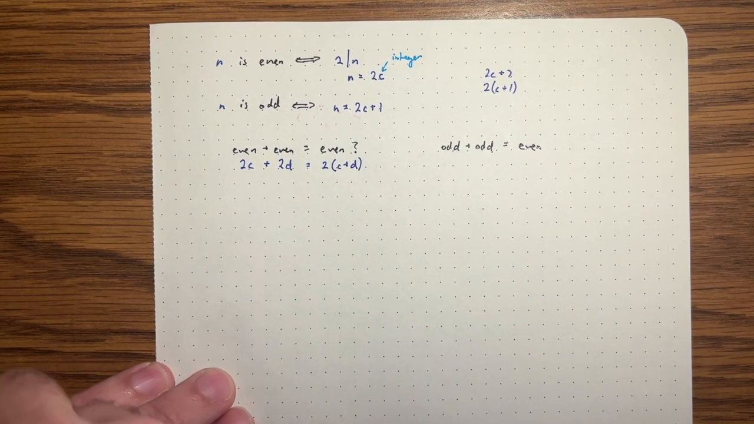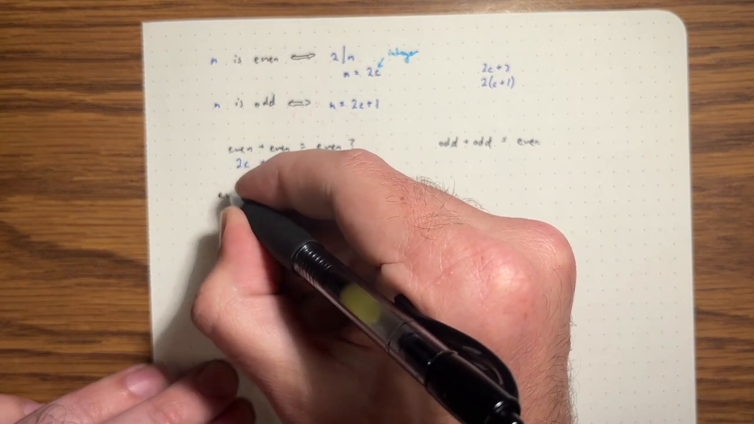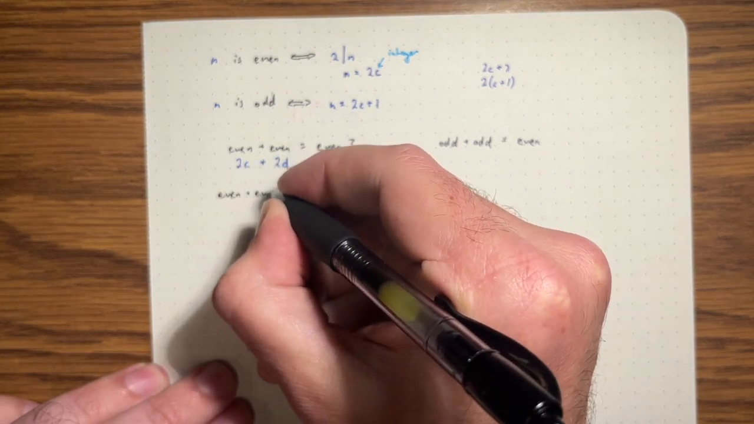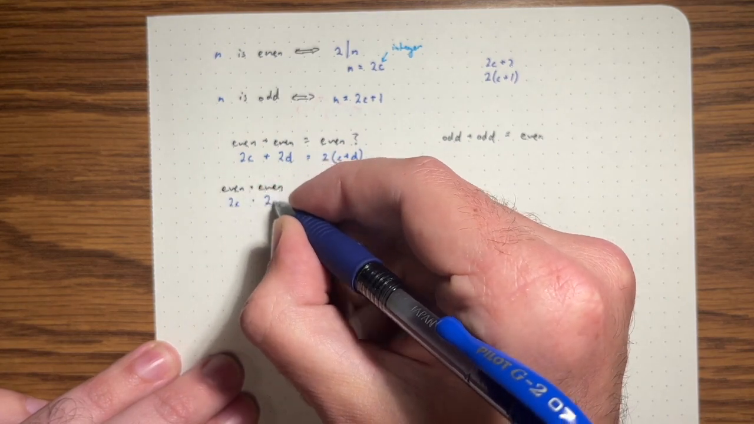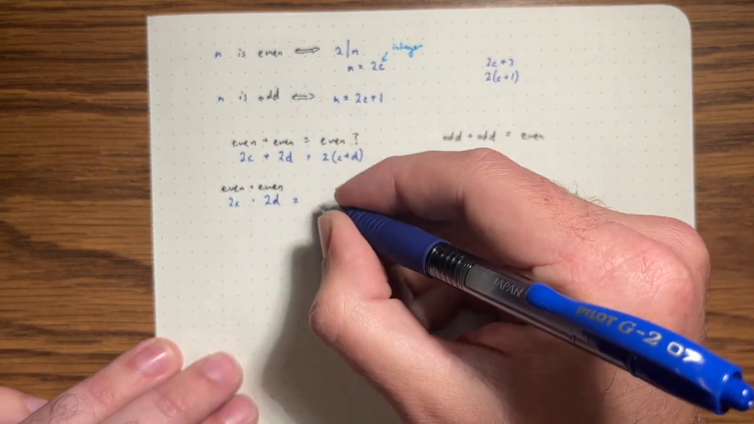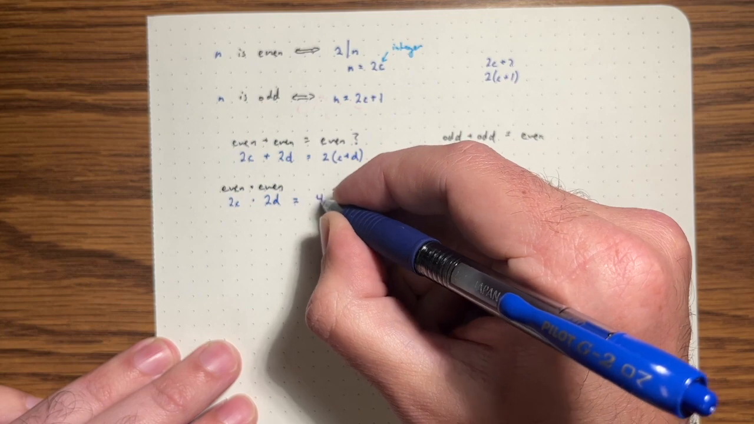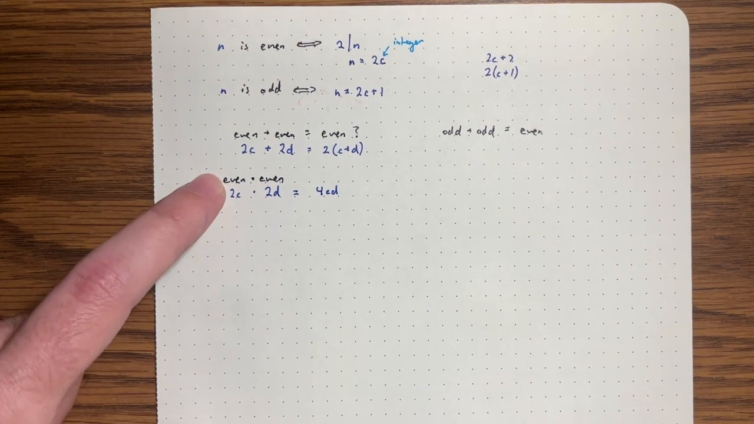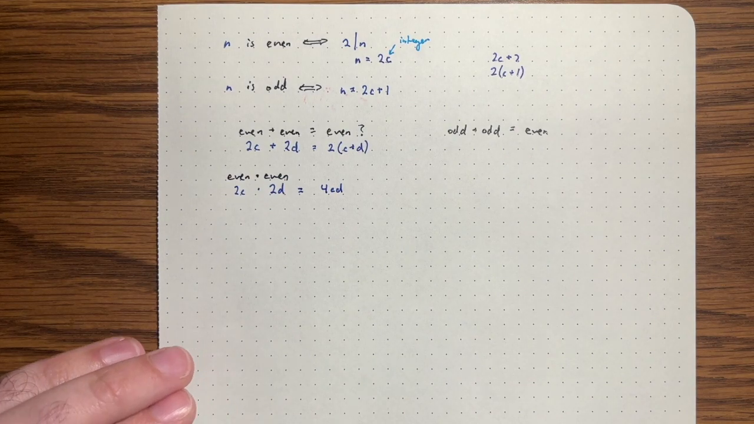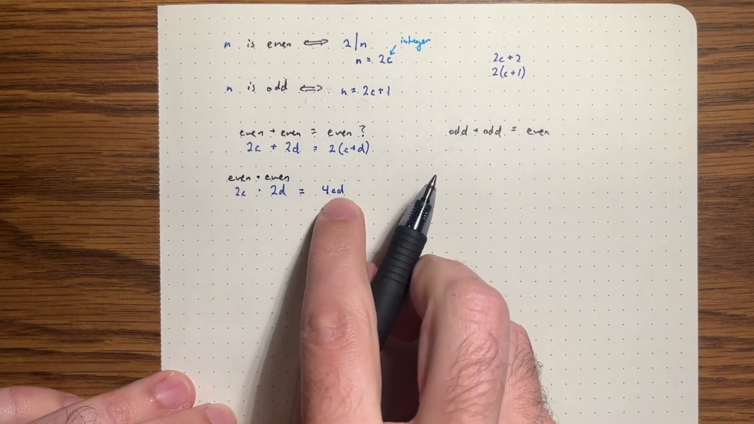Can multiply even numbers. So what about an even times an even? Well, we get 2c times 2d. That is going to be 4cd. So not only is that even, it's a multiple of 4. So we just proved that a product of any 2 even numbers is a multiple of 4. It's 4 times some integer.